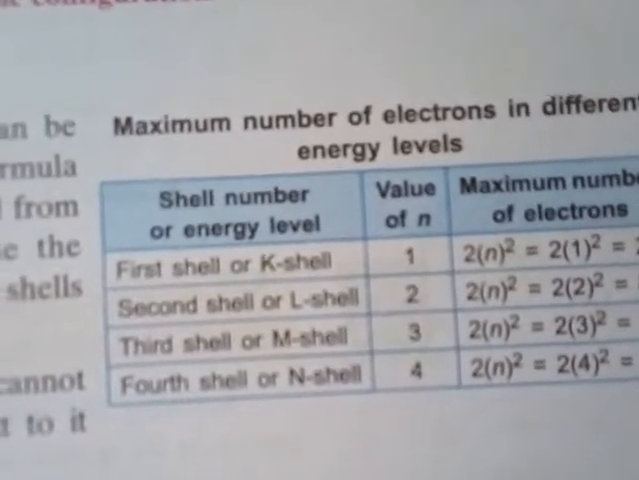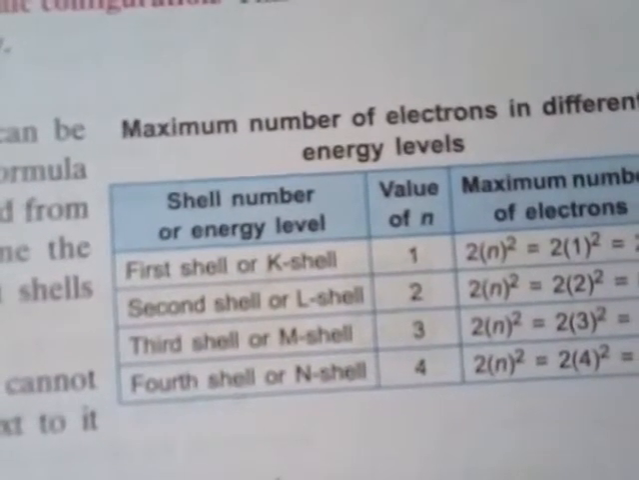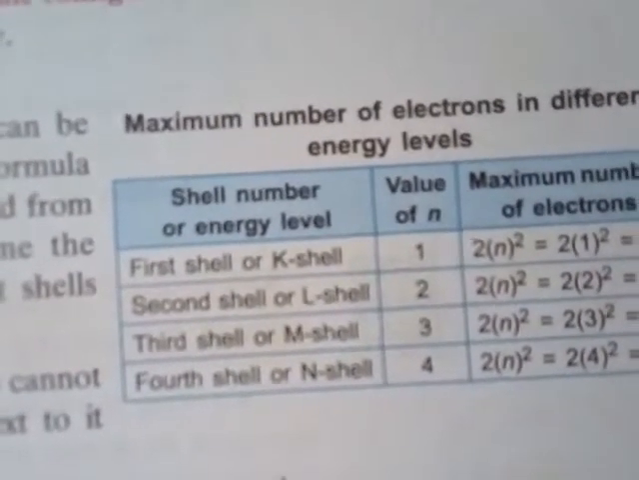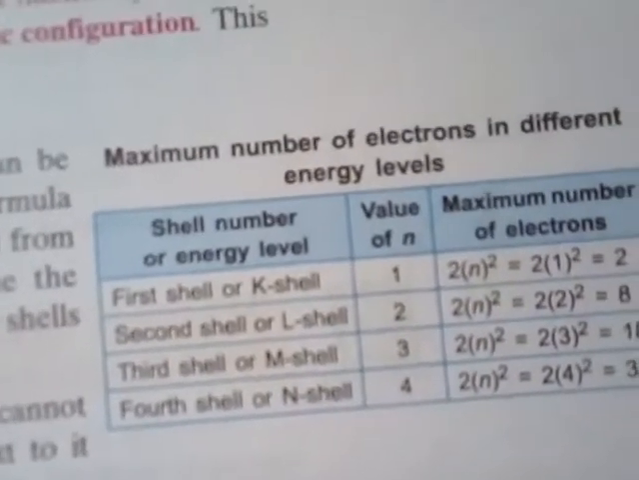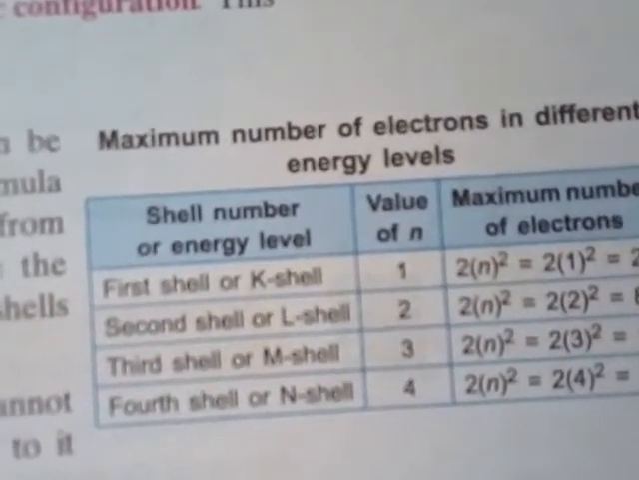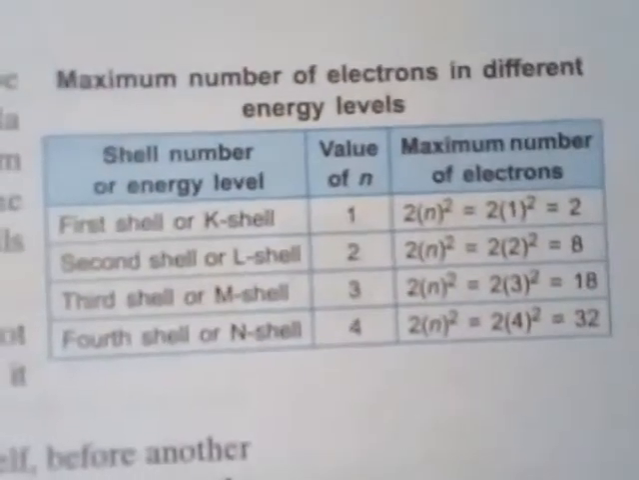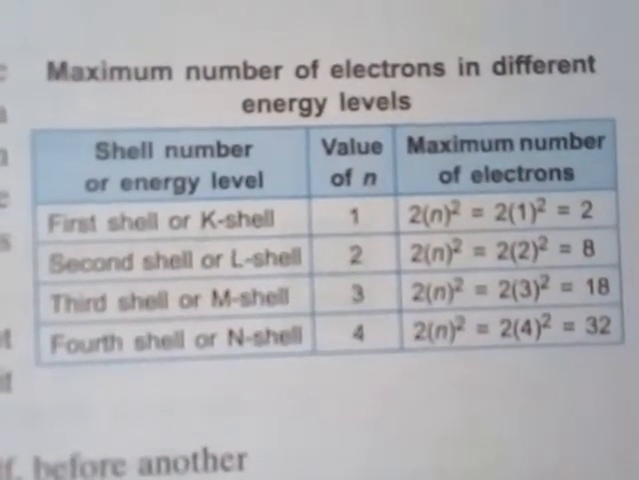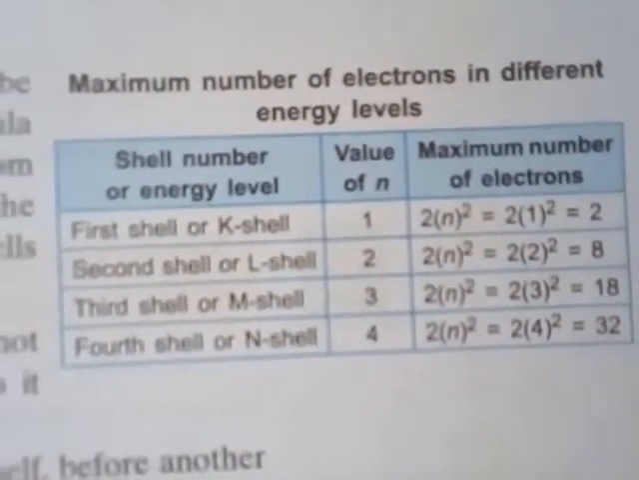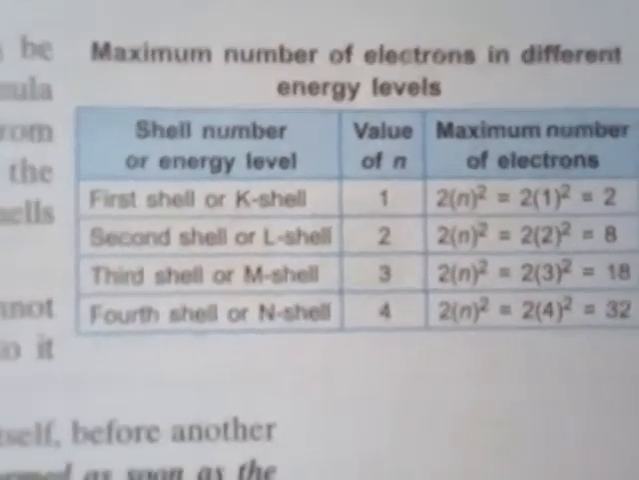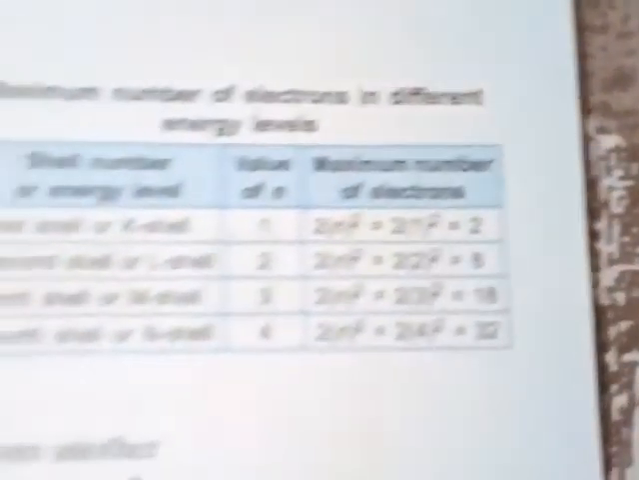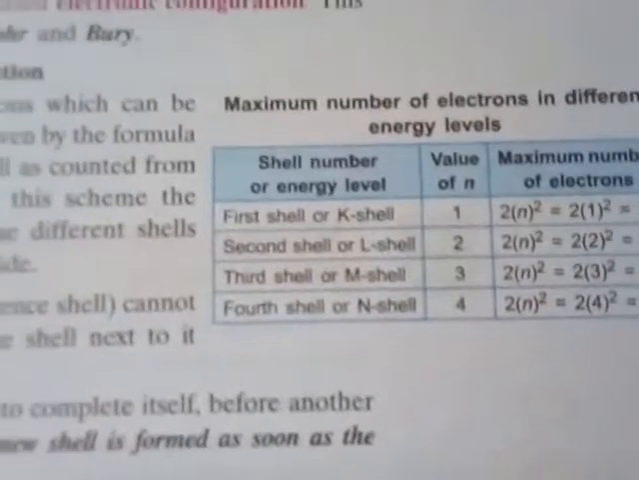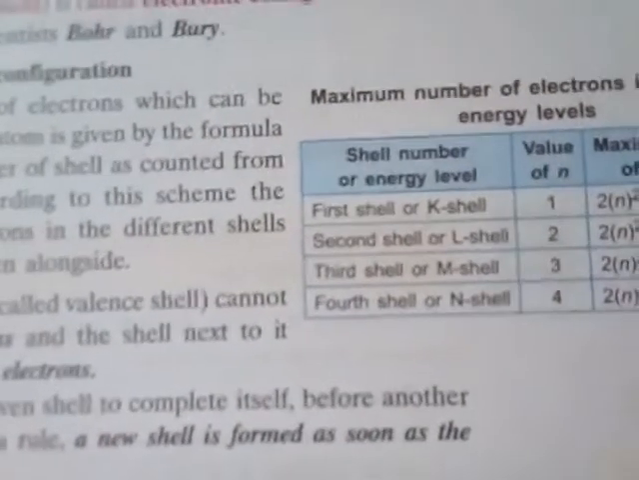In the same way, the M shell will occupy 2 into 3², that is 18, and the N shell will occupy 32. That means the K shell occupies a maximum of 2 electrons, the L shell a maximum of 8, the M shell 18, and the N shell 32. This is the maximum number of electrons that can occupy one particular shell. This is the first rule.